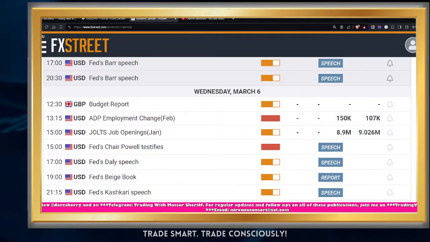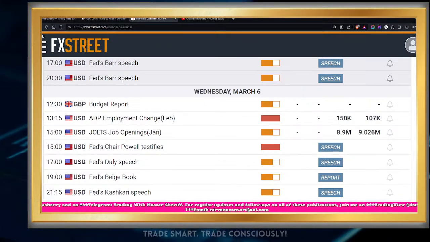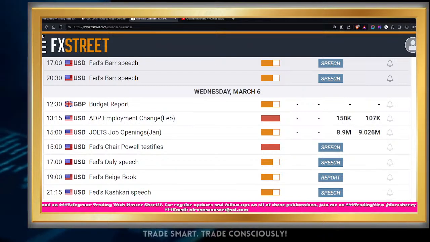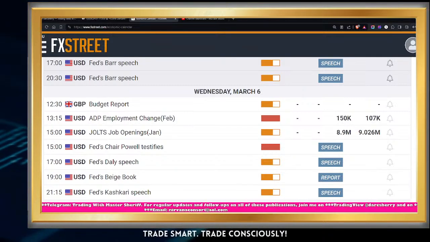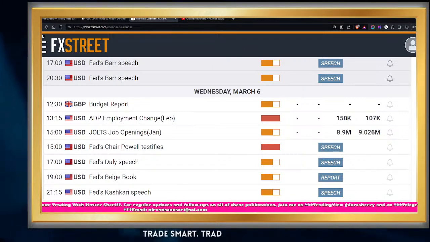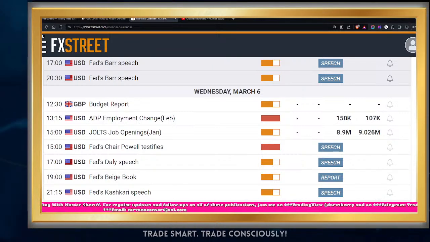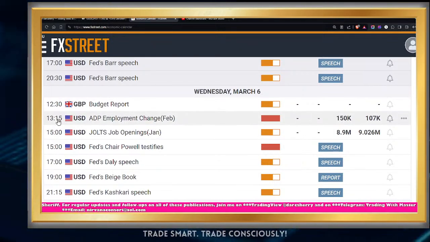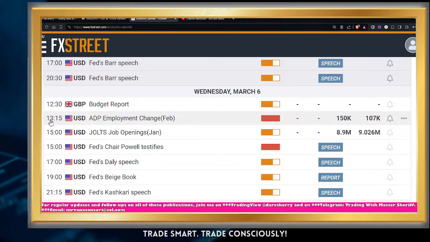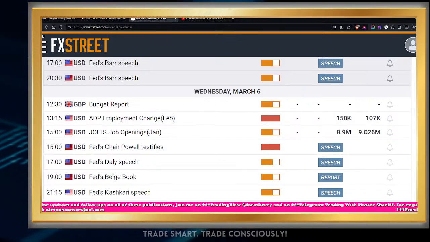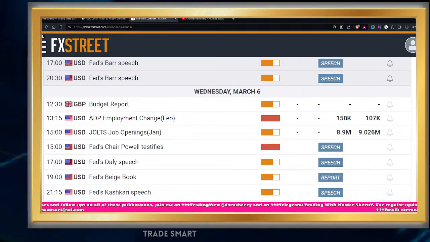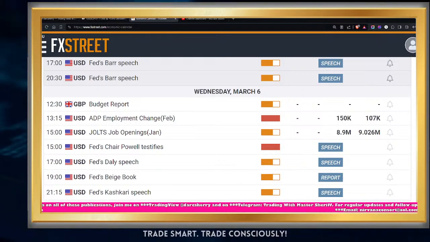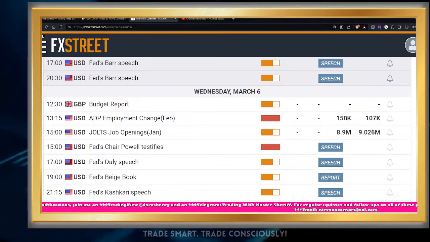Then we are going to be looking at the ADP employment change, which is from the United States economic docket. That's the ADP employment change. This is coming up in about 4 or 5 hours from now, I think. So we want to be marking the timing down so that we can be marking out some structures that we will be using to position ourselves for how the market will react to that event.